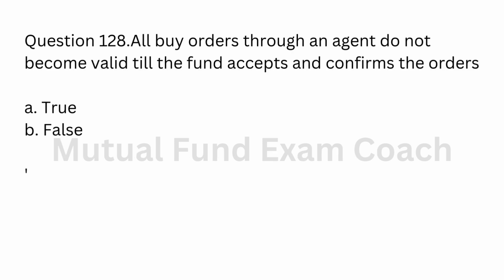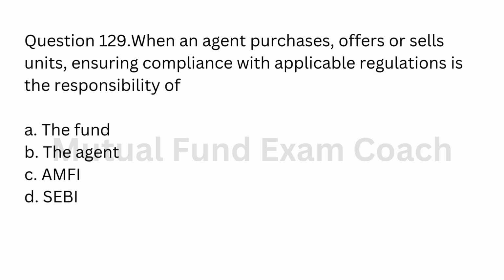Question 128. All buy orders through an agent do not become valid till the fund accepts and confirms the orders. A. True. B. False. Answer A. True. Question 129. When an agent purchases, offers or sells units, ensuring compliance with applicable regulations is the responsibility of A. The fund. B. The agent. C. AMFI. D. SEBI.